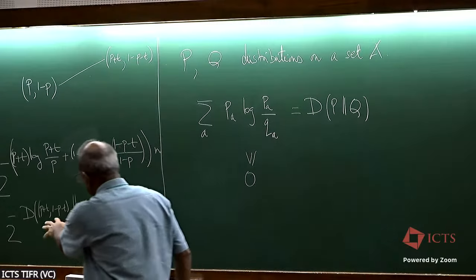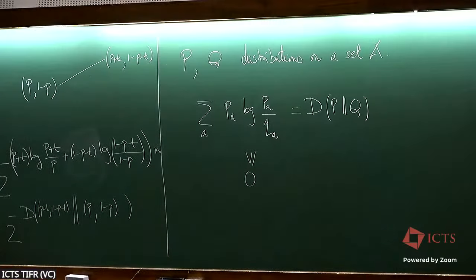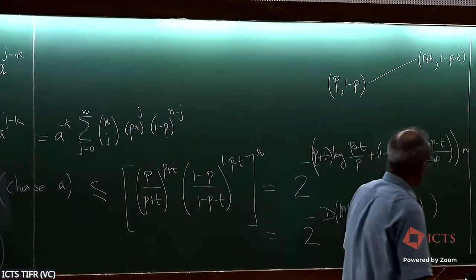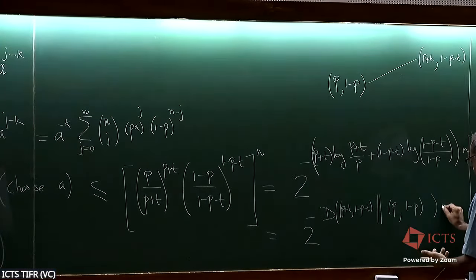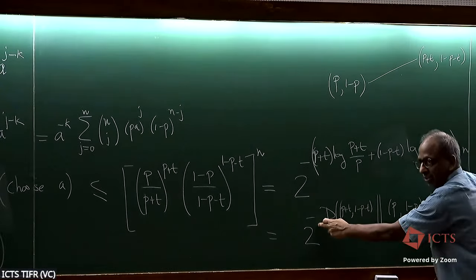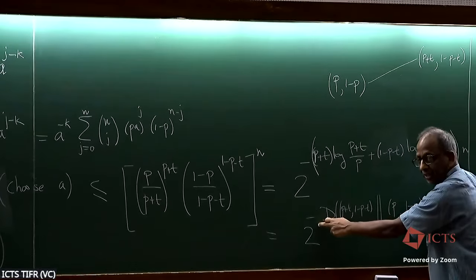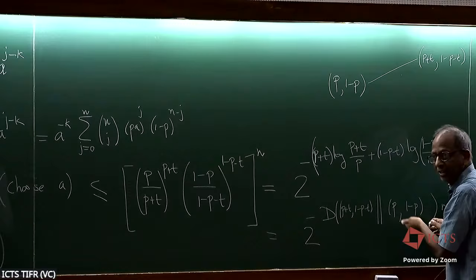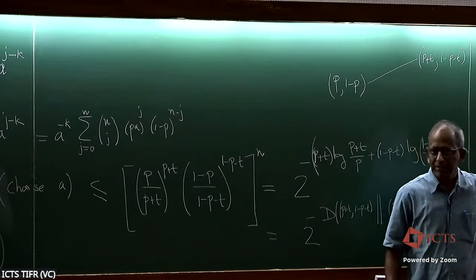And the message here is that if your true distribution, P, and the empirical distribution are very different according to their divergence, measuring difference by divergence, then the probability of such a deviation goes down exponentially in n. But the coefficient of n is given by the relative entropy, by the divergence.